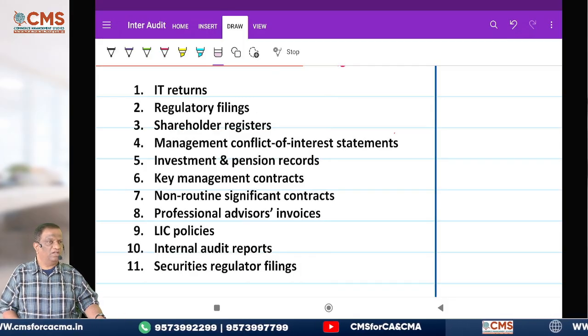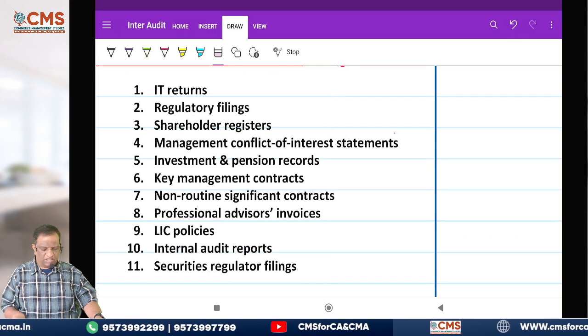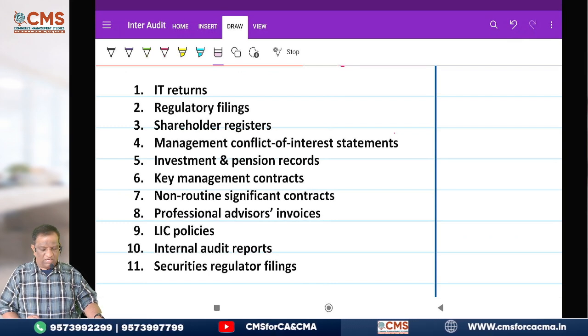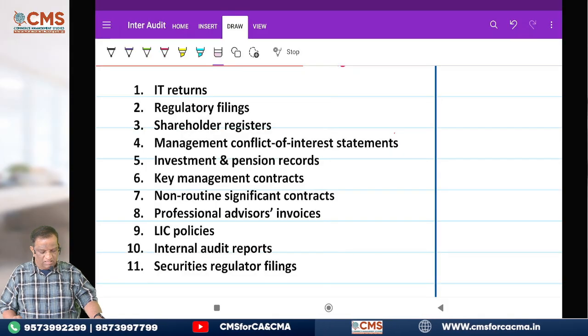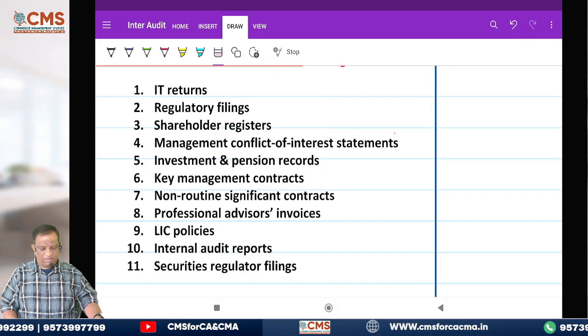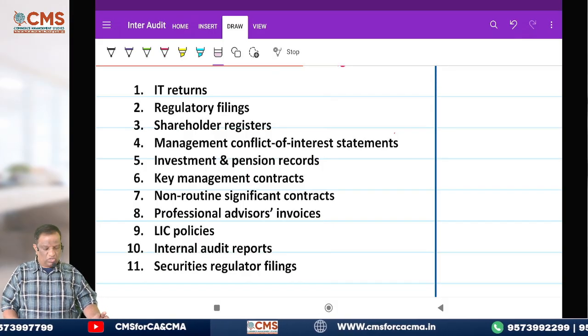They are supposed to confirm. So there are certain Companies Act sections, but let's not get into too much detail. The statements and declarations by the management, I will see that. And then investment and pension records, I will see how these payments have been made. So I will come to know the special purpose entities which are linked to it.